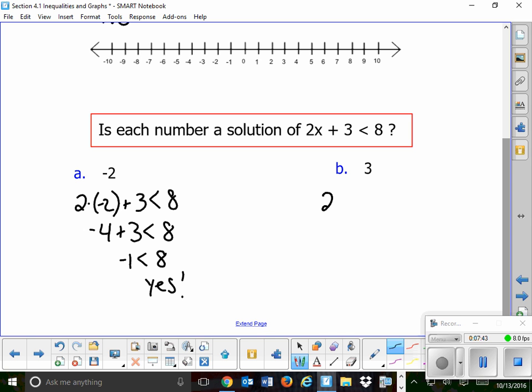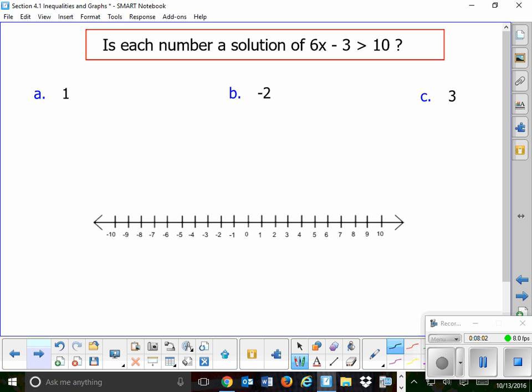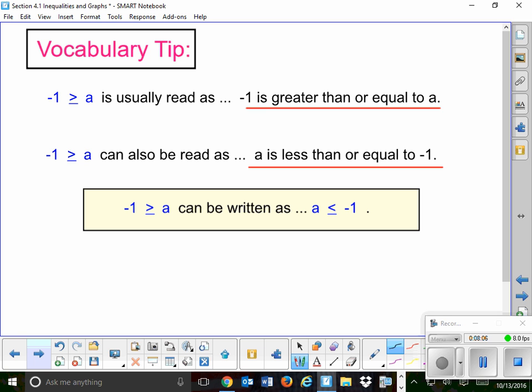And over here, 2 times 3 plus 3 is less than 8. I get 6 plus 3, is 9 less than 8? And the answer is no, that is not true. So 3 is not a solution for that. There's one more for you guys to do, and I'll let you work on that on your own, and we can talk about that in class.